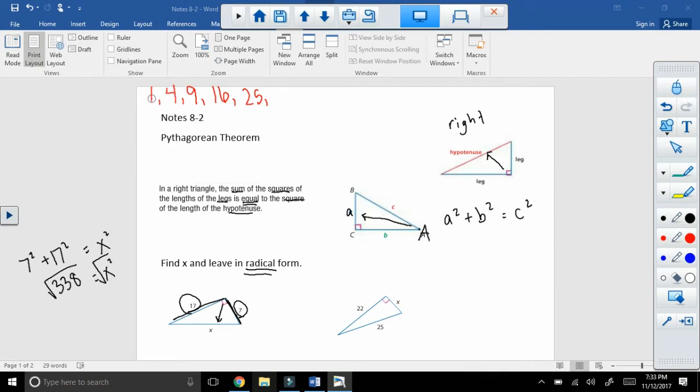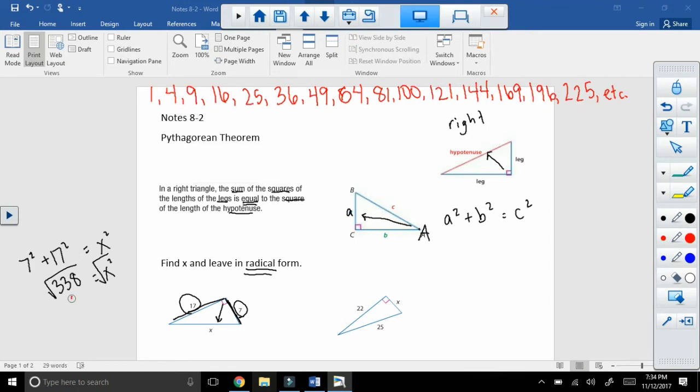So when I list the perfect squares: 1 squared, 2 squared, 3 squared, 4 squared, 5 squared, 6 squared is 36, 7 times 7 is 49, 8 times 8 is 64. What are we at? 9 times 9, 10 squared, 11 squared, 12 squared, 13 squared, 14 squared, 15 squared, etc. We could keep going, but in most cases you won't need to go farther than this.